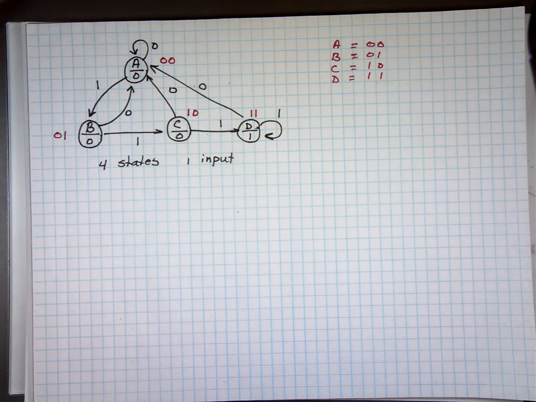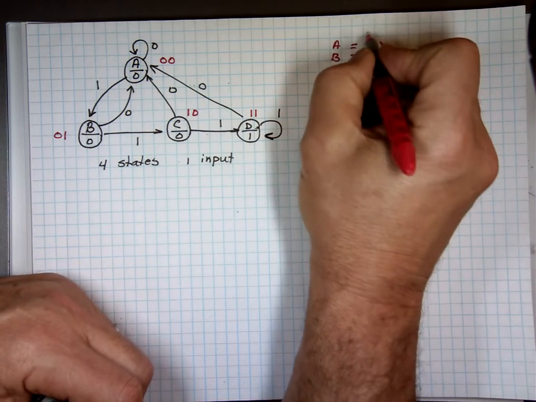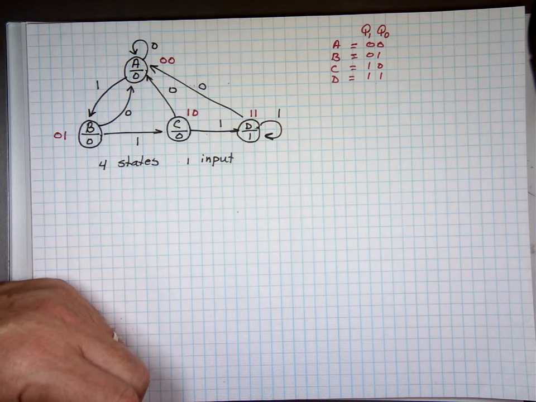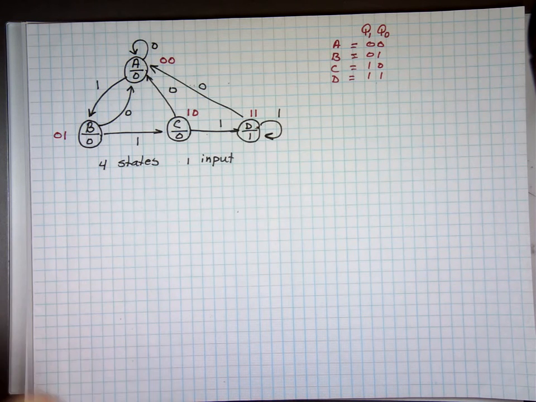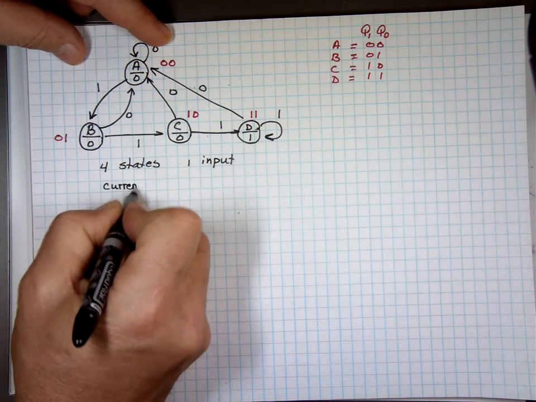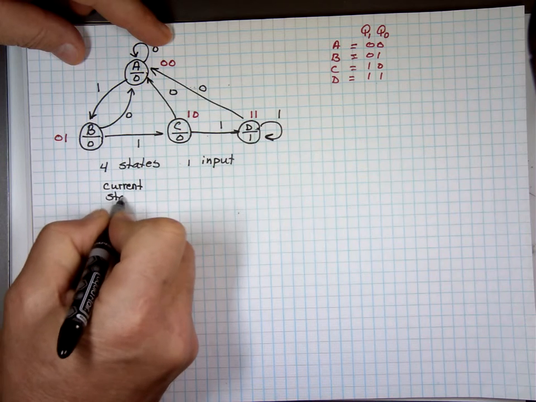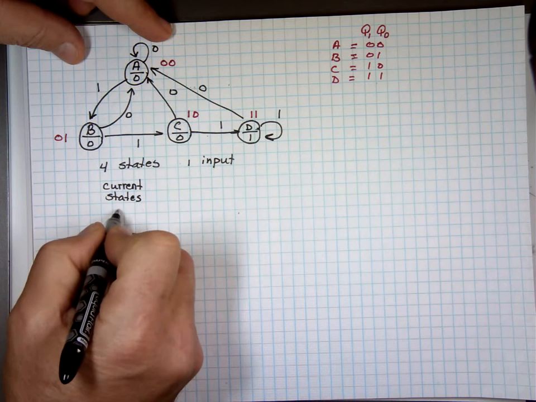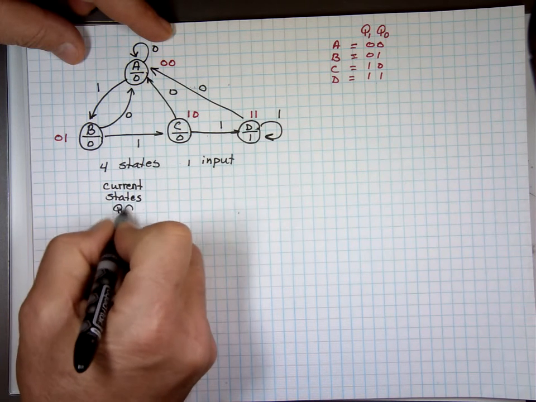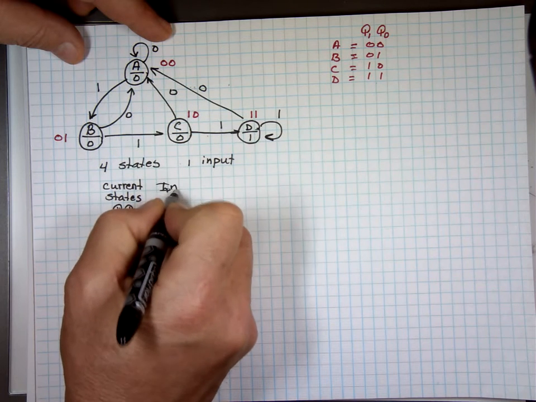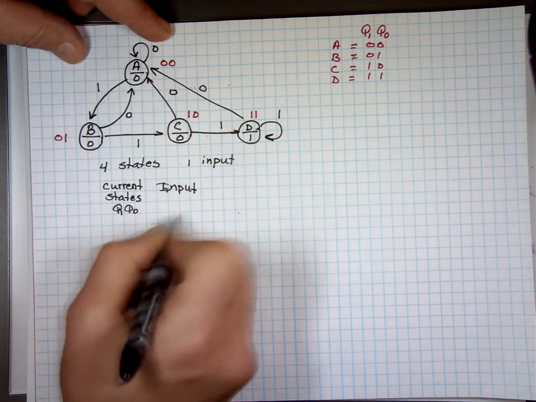So for this state, I'm going to use Q1 and Q0. So here's my state diagram. I'm going to call these the current states. So I have Q1 and Q0. Here I'm going to have my input. I'm going to call that X.